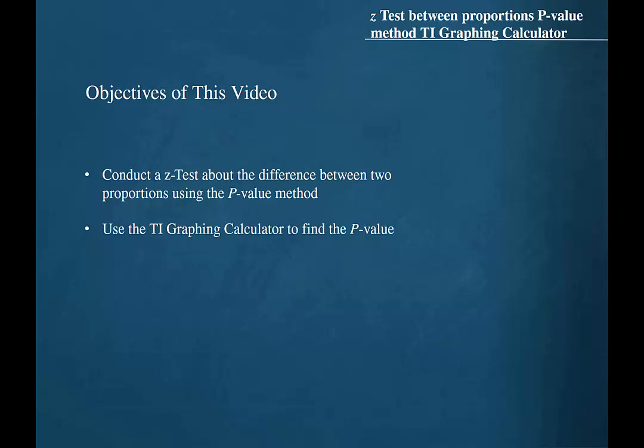The objective of this video is to learn how to conduct a z-test about the difference between two proportions using the p-value method. We will use the TI graphing calculator to find the p-value.